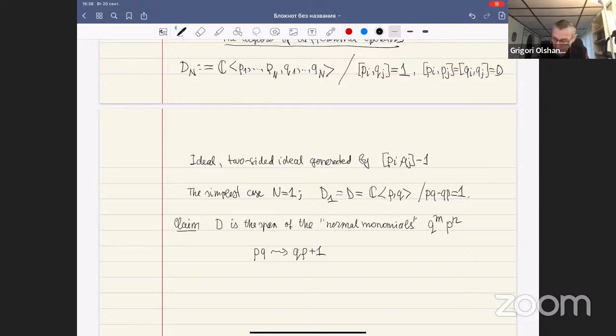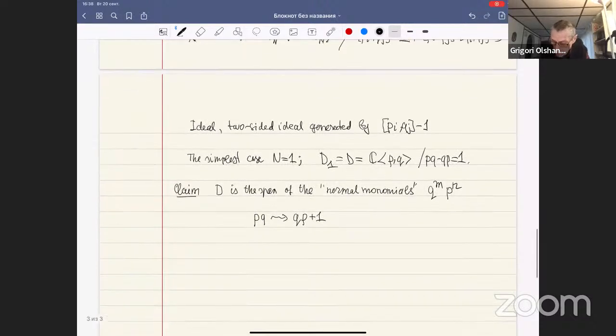And the next claim, which seems to be obvious, but actually is not completely obvious, is that the normal monomials in D are linearly independent.